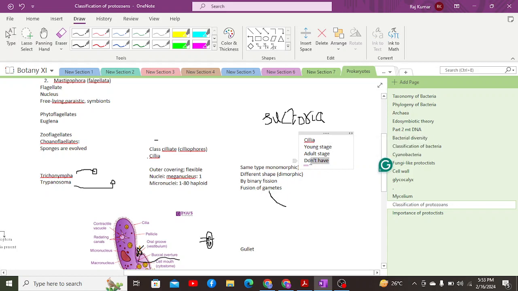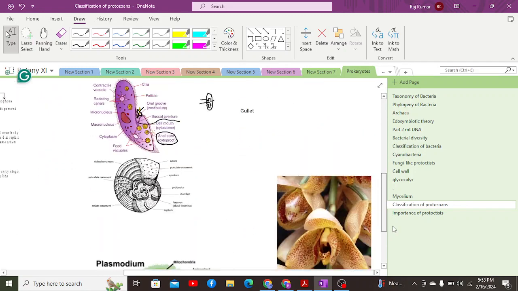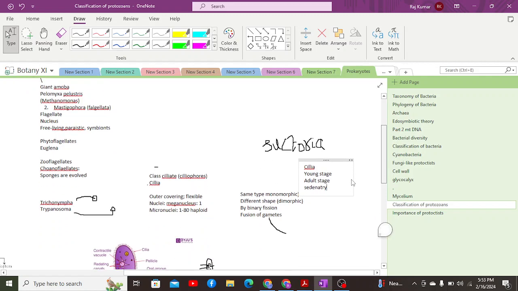These are sedentary, right? Sedentary because they lose their cilia. And apart from that, when it comes to their structure, they also have two nuclei, which is why we call them similar to ciliates, because these have two nuclei. Number one is the macronucleus, and second is the micronucleus.